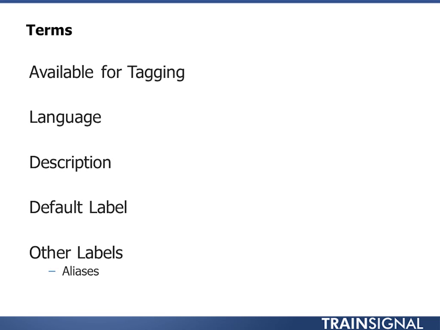We can also choose the language that we're talking about. We can specify a description, and then we can add in what we want the label and other labels or aliases to be for that term. Okay. With all that, what do you say we get in and actually take a look at all this?